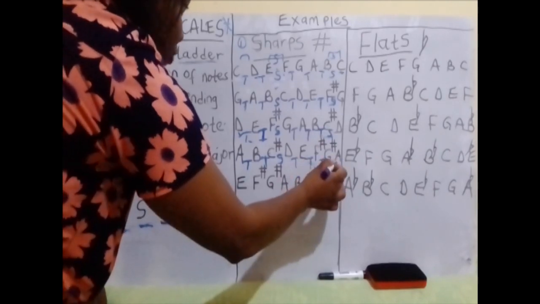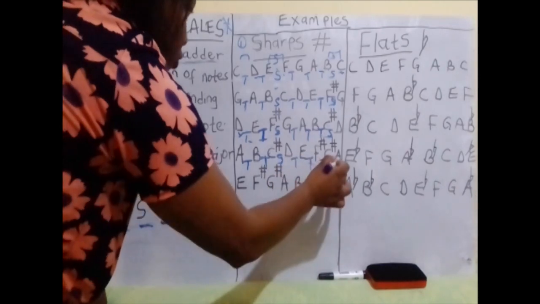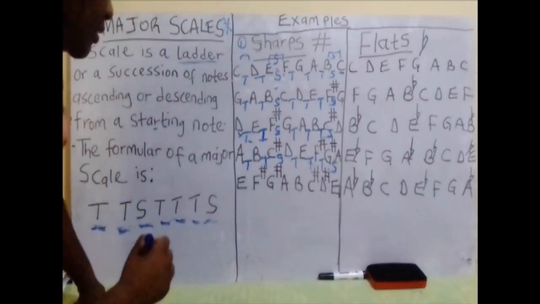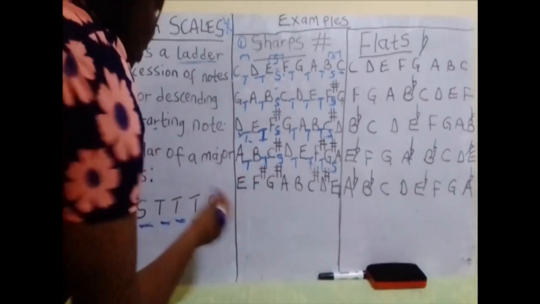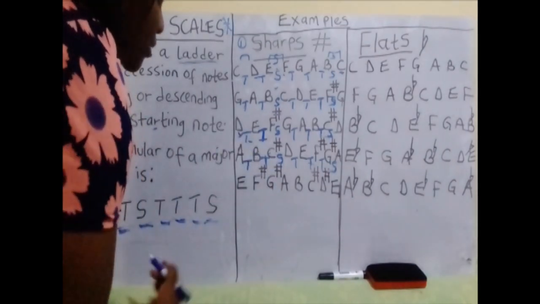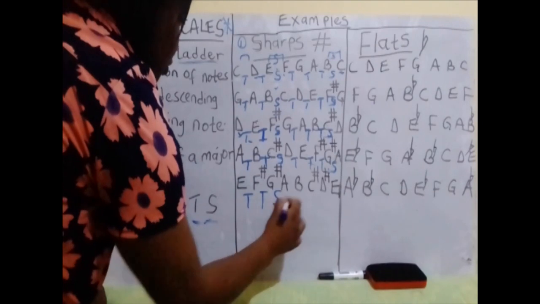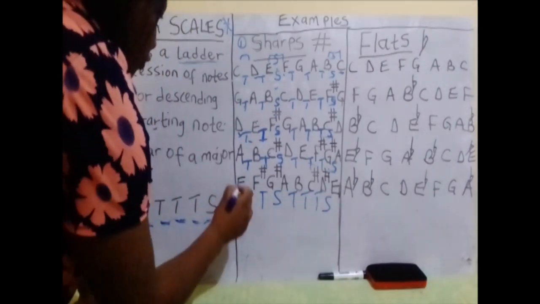Let us come to the last one. I have taken just 5 examples from C to E. The rest of the examples are just the same. So, tone, tone, semitone, tone, tone, tone, semitone. So, from E to F, it's supposed to be a semitone. But because we don't want to tamper with our formula, what we should do is to alter this note.